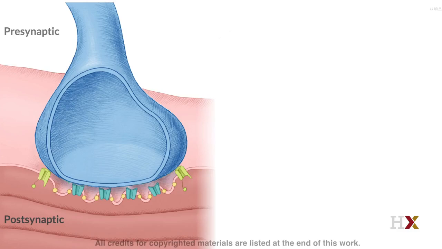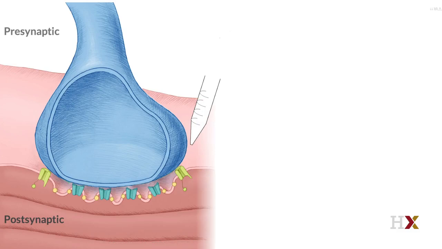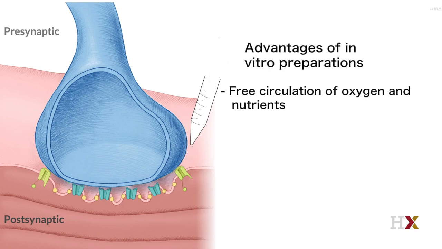Now we're back at the NMJ, but this time we'll introduce a pipette through which we can inject a calcium-rich solution into the area right around the presynaptic terminal. This kind of flow is fairly common for an in vitro, or out-of-the-body preparation, since it allows oxygen and nutrients, and whatever else is needed to keep the prep alive, circulating.